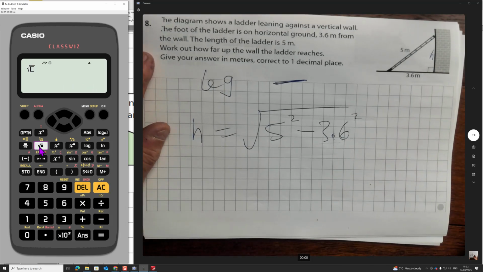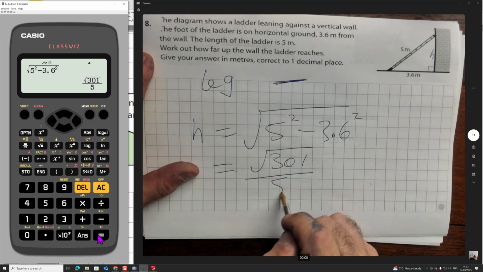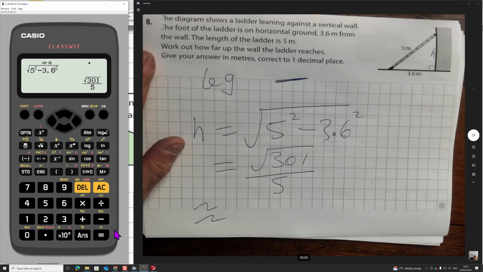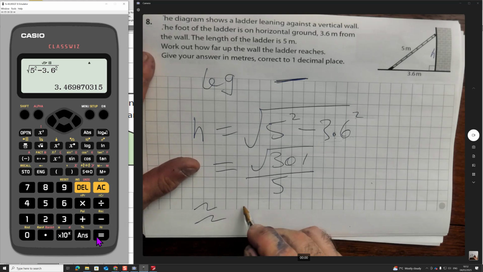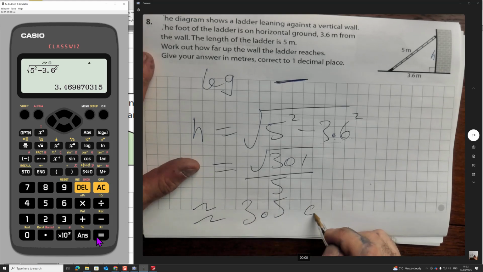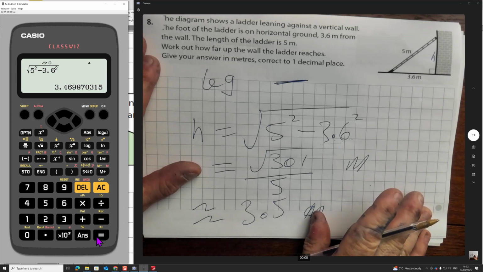Into your calculator, the square root of... the exact value equals the square root of 301 all divided by 5. The approximate value, 3.469. Give your answer correct to one decimal place. I'll bring the 4 up to a 5. 3.5 meters. Good stuff.